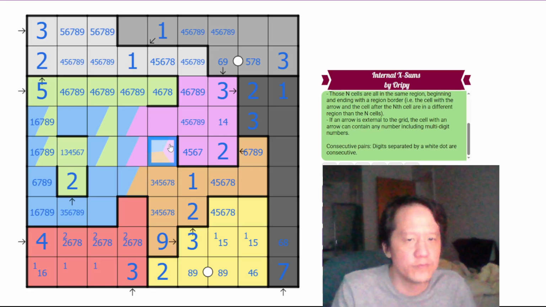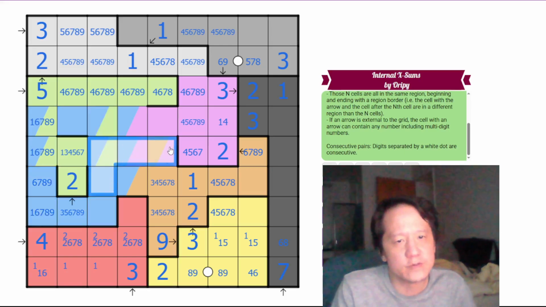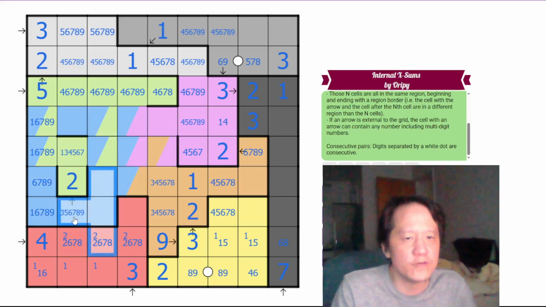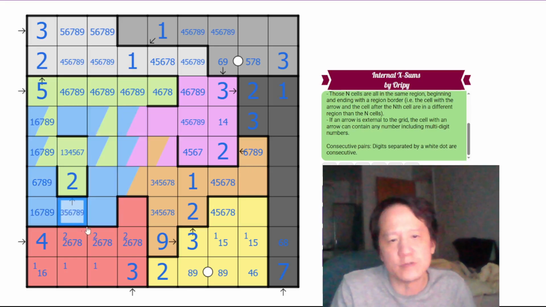Orange can be either of these. I don't think this can be blue. If this were blue, you would have 5, 6, 7, 8, 9, 10. Yeah, and that's not possible. So this blue could be 5 here, 6, 7, 8, and then one of these 3. That's fine.